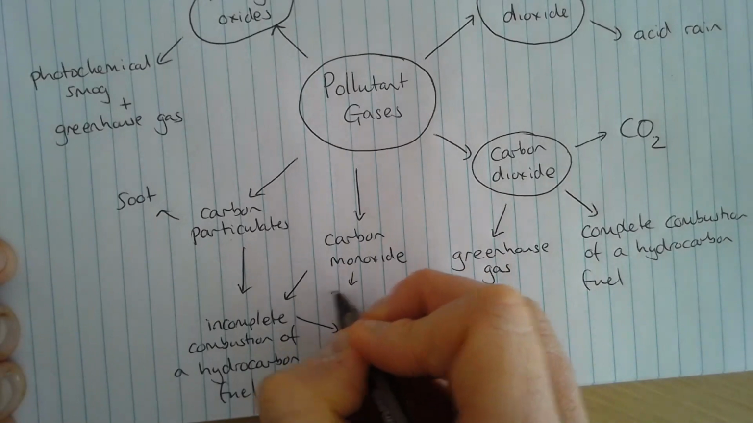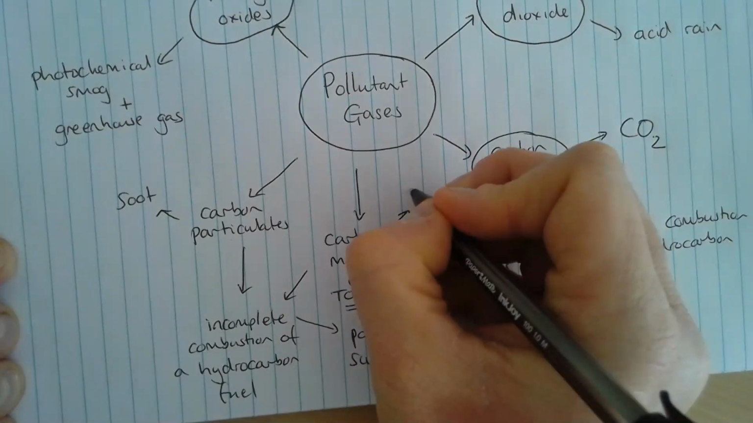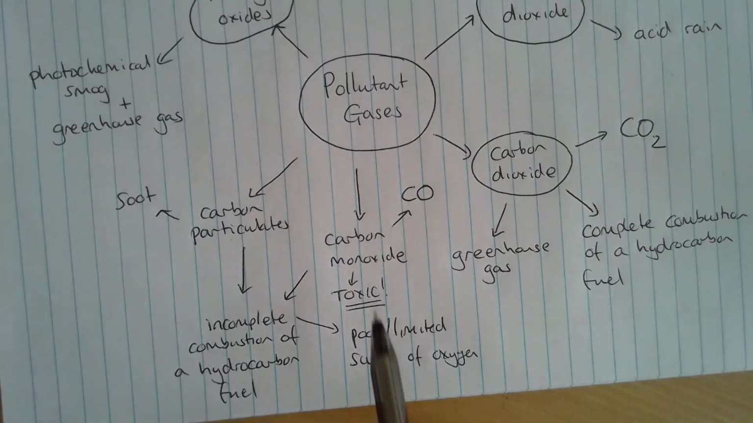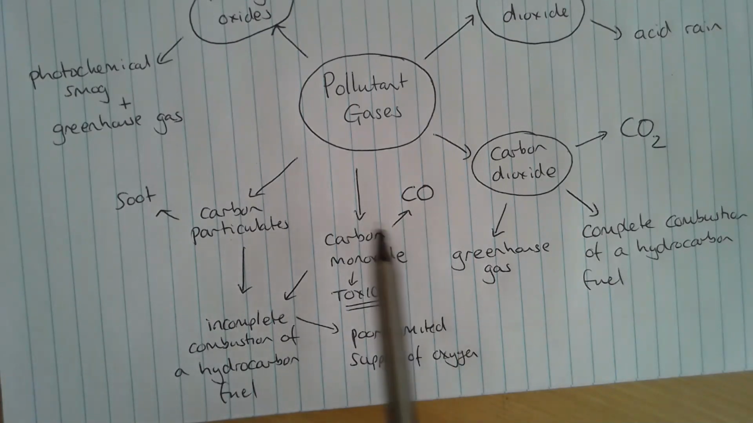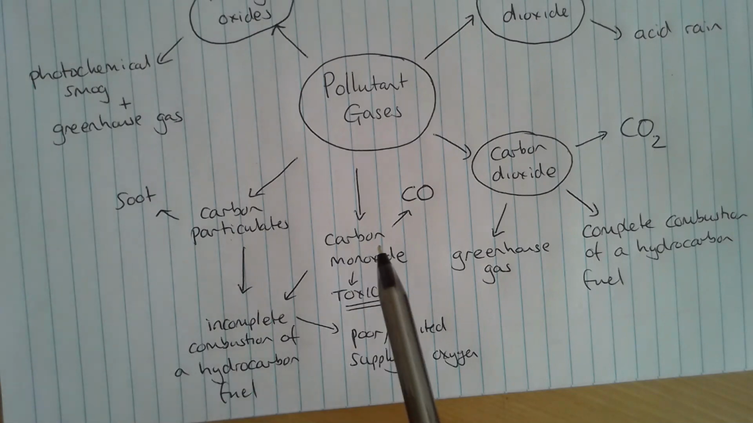Carbon monoxide is very toxic, and its formula is a C and an O. Capital C, capital O, 1 carbon atom, 1 oxygen atom. One of the most dangerous things about carbon monoxide pollution is that it is a colourless gas, so you can't really see it, and it is odourless, which means it doesn't smell. So unfortunately, if you're exposed to carbon monoxide pollution, you really can't tell that it's there. It stops the blood being able to transport oxygen around the body.